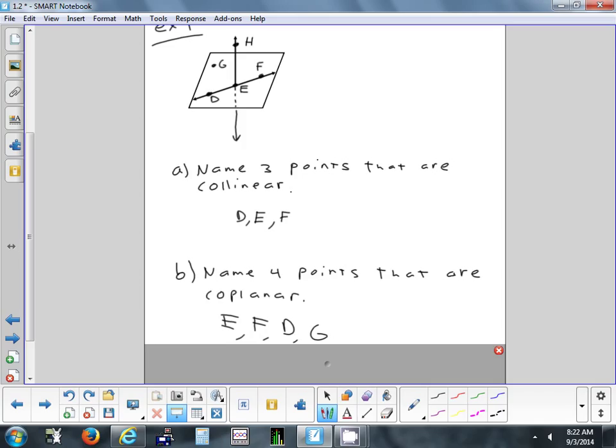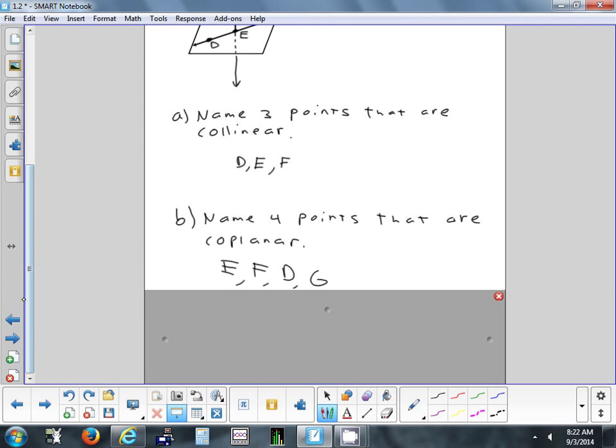Now, if I asked for 3 points that are coplanar, you could say any 3. You could say EFD, FDG, DGE. There'd be lots of answers if I asked for only 3. But in this case, there are only 4.